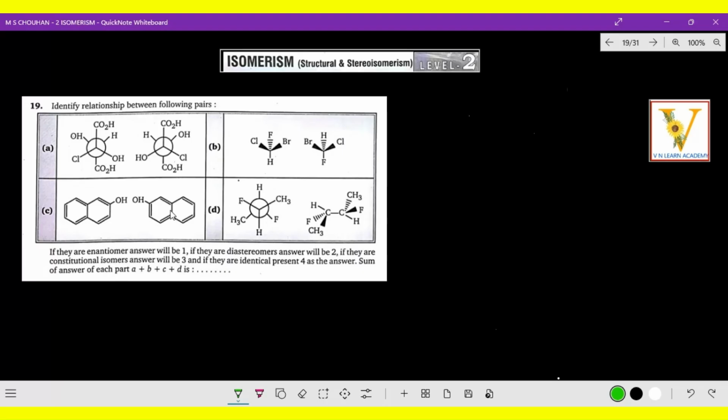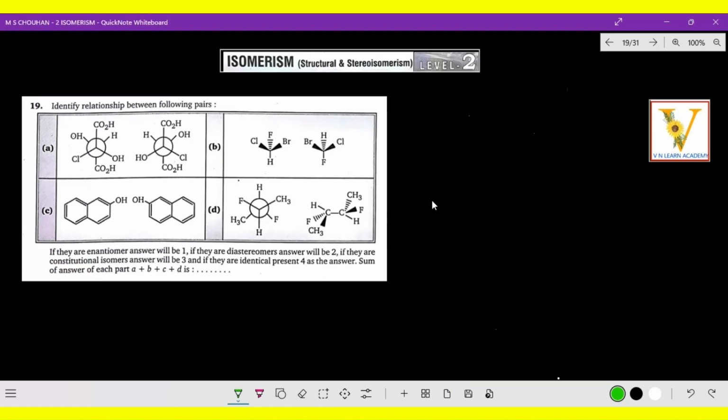Now, what do we mean by enantiomers? Non-superimposable mirror images. That means it has to be a chiral compound so that we can identify non-superimposable mirror images, like RS configuration. Second, diastereomers: one is fixed and the other changes, like cis and trans. Constitutional isomers means the position of the functional group changes. And the last one, identical, means meso, superimposable mirror images. Okay, come on, let us identify each one. In the first compound A, they have mentioned Newman's projection.